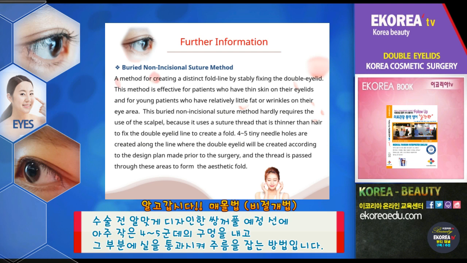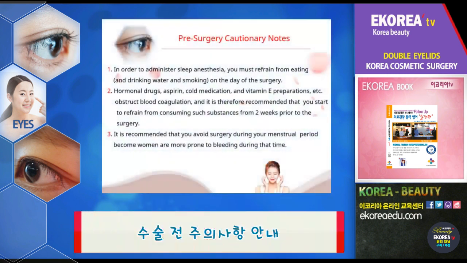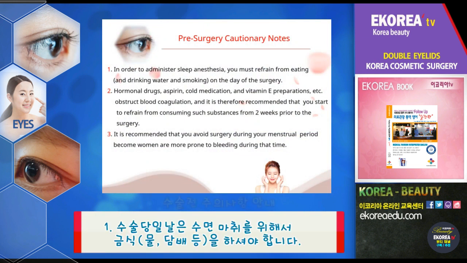4 to 5 tiny needle holes are created along the line where the double eyelid will be created according to the design plan made prior to the surgery, and the thread is passed through these areas to form the aesthetic fold. Pre-surgery cautionary notes. 1. In order to administer sleep anesthesia, you must refrain from eating and drinking water and smoking on the day of the surgery.